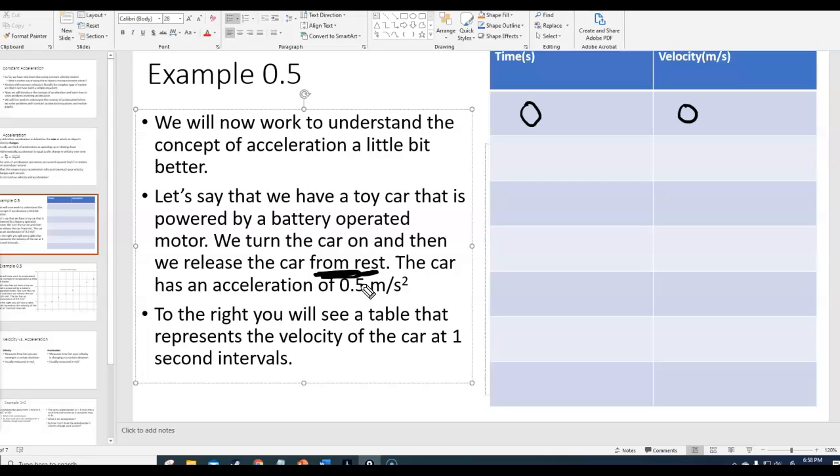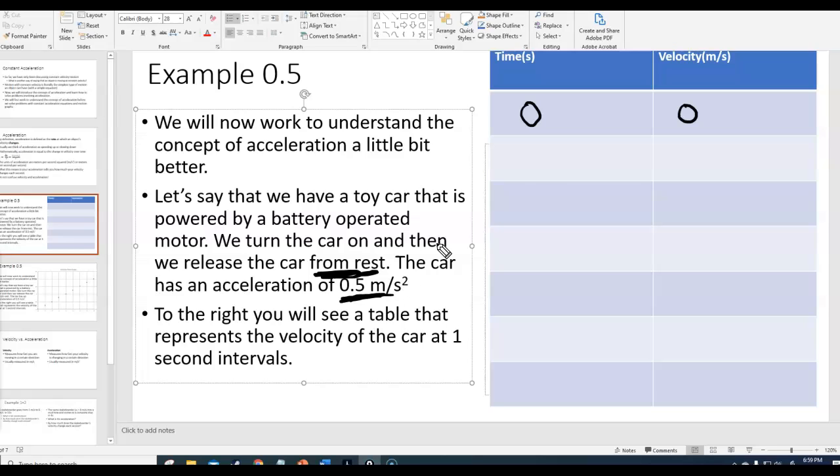Okay, so be on the lookout for that context clue throughout this unit. So what do we do with this 0.5 meters per second squared? Does that tell us how fast we're going? No. Again, acceleration has nothing to do with how fast you're moving. Acceleration tells you how quickly your velocity is changing.